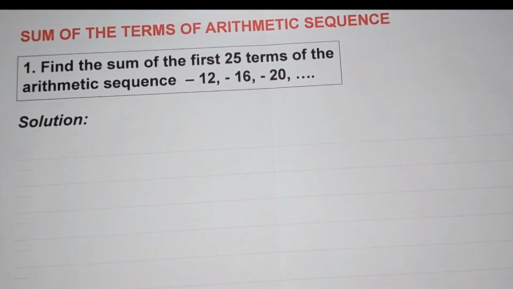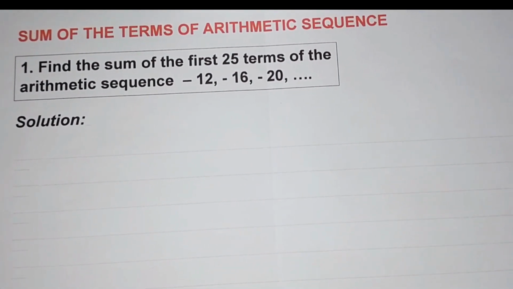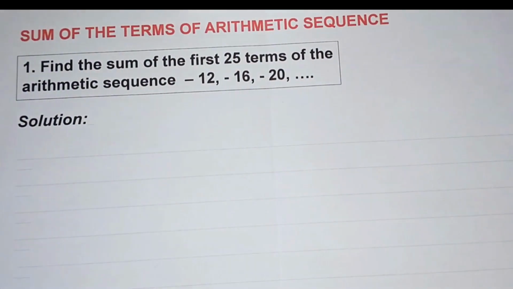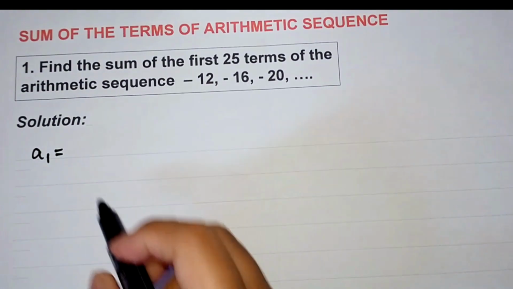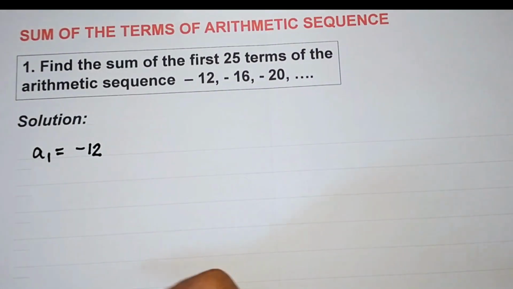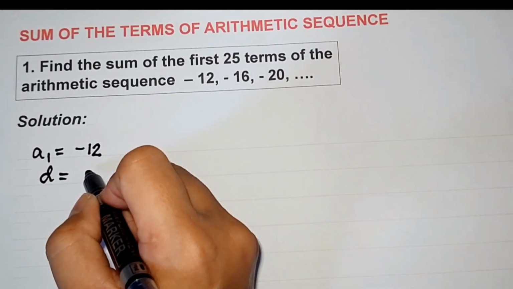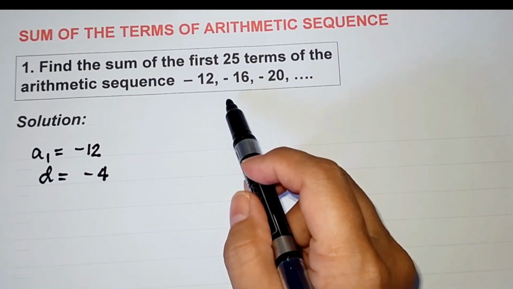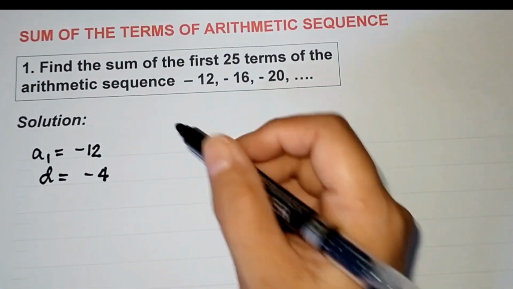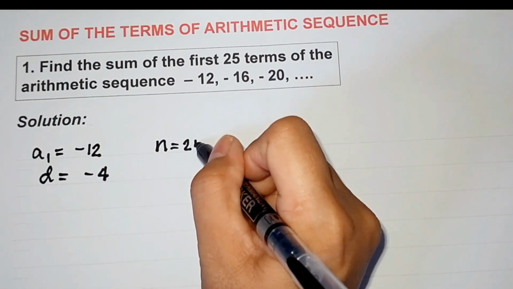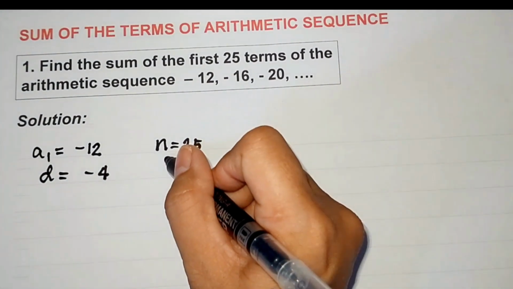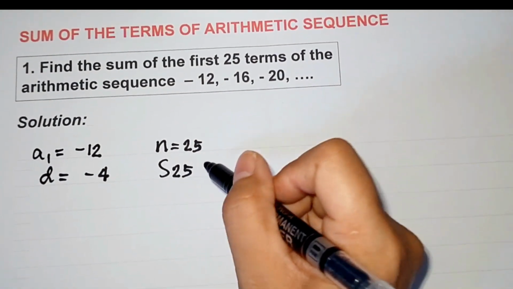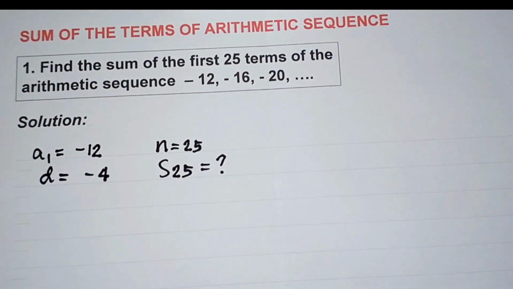Find the sum of the first 25 terms of the arithmetic sequence -12, -16, -20, and so on. In this problem, our first term, a sub 1, equals -12. The common difference is -4, because -12 minus 4 is -16, and so on. N is equal to 25, because we're looking for the sum of the first 25 terms. So the question is, what is S25, or what is the sum of the first 25 terms?